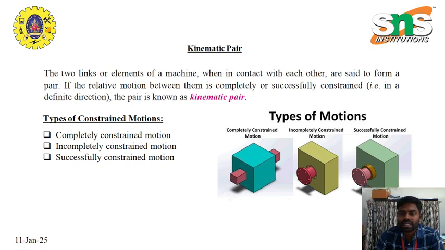The second one is incompletely constrained motion, where a component moving into another one may vary its path depending on the direction in which the force is applied, and the resistance applied to the part, so it can change its direction depending on the direction in which the force is applied. The third one is successfully constrained motion, where the motion between the elements forming the pair is not completely constrained by itself, but it happens by means of some external element added to the existing system. So it is successfully constrained motion.